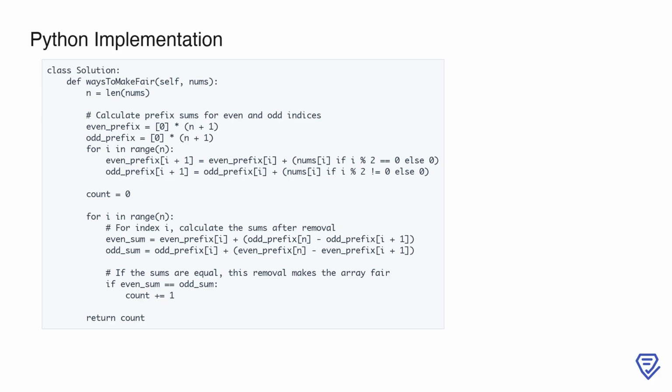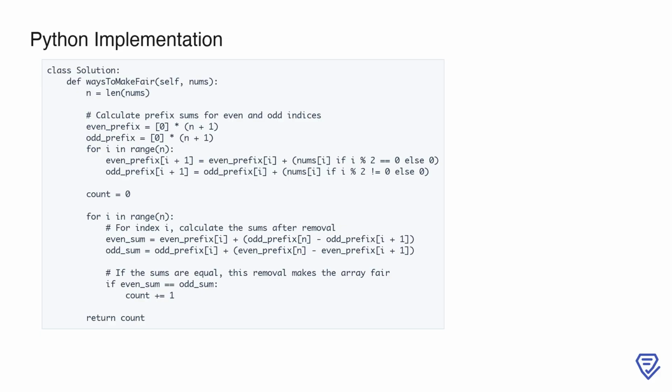3. Fairness check. For each index i, we compute the sums of even and odd indices after removing nums[i]. The sums are computed as even_sum, the sum of even indices before i plus the sum of odd indices after i, and odd_sum, the sum of odd indices before i plus the sum of even indices after i. For comparison, if even_sum equals odd_sum, removing nums[i] makes the array fair, so we increment the count. 5. Result. Finally, we return the count of indices where removing the element results in a fair array.